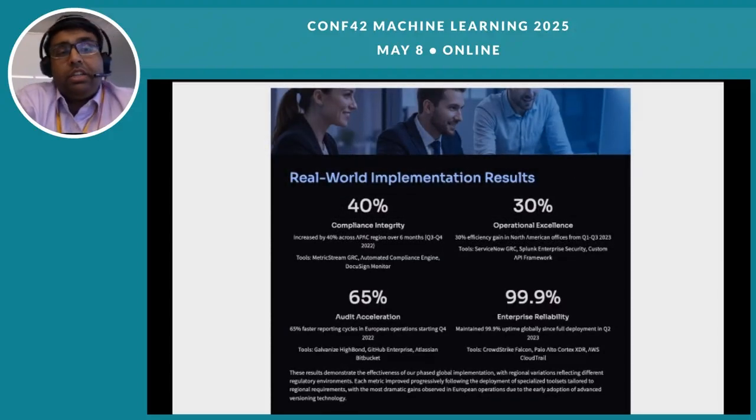Let's look at what changed after implementation. A 40% drop in compliance violations across several regions. A 30% improvement in operational efficiency through automation. A 65% reduction in audit cycle time, freeing up both legal and IT teams. And 99.9% system uptime, proving that protection and performance can coexist. These gains were achieved through phased rollout and ongoing refinements.